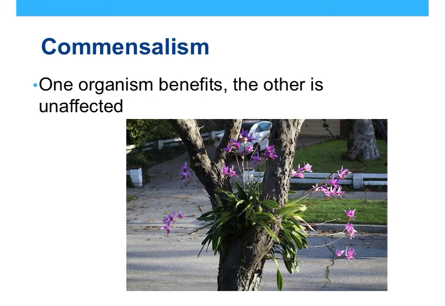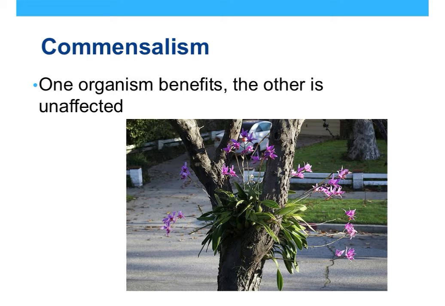Commensalism: one organism benefits and the other is unaffected. What you see pictured is an epiphyte. It's a plant that grows in a tree. The tree is not affected. It's just basically giving the epiphyte a closer exposure to the sunlight.